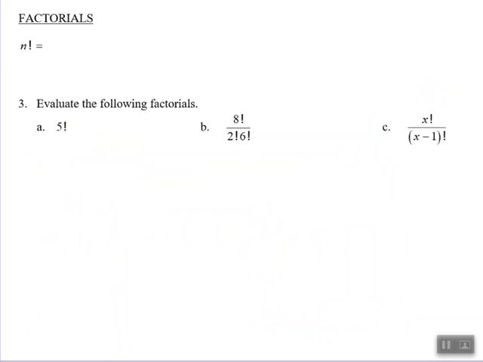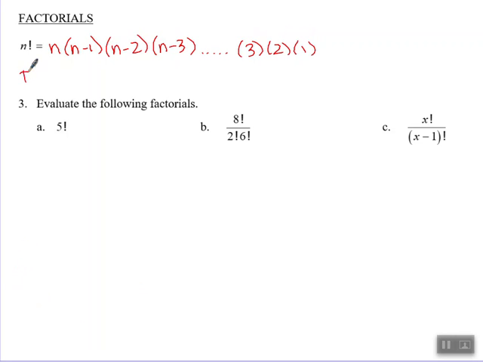Next, we need to talk about factorials. N exclamation point is read n factorial, and that means you are going to take every number starting with n and then decreasing by 1 and multiply them together. So we can write this out as n times n minus 1 times n minus 2 times n minus 3 times 3 times 2 times 1. You multiply all those numbers together, and that gives you n factorial.